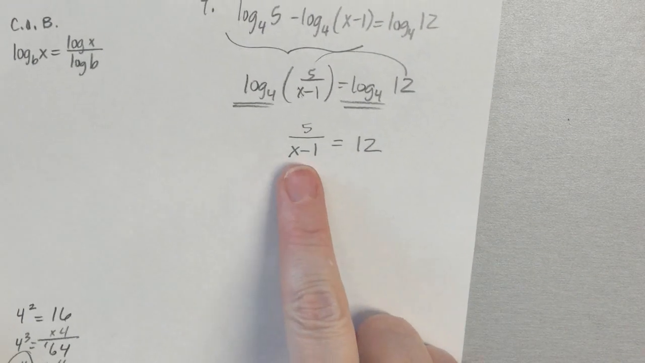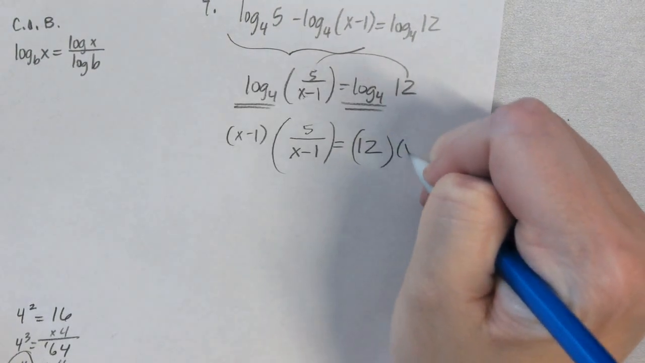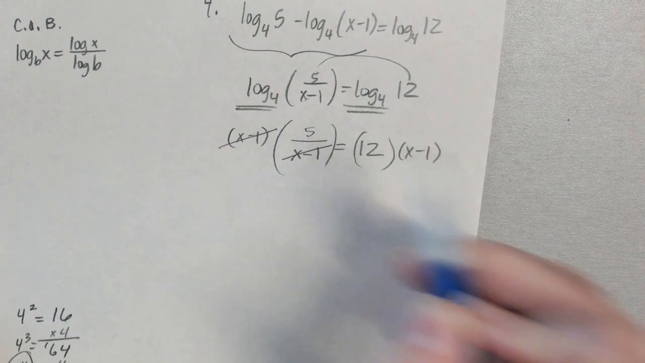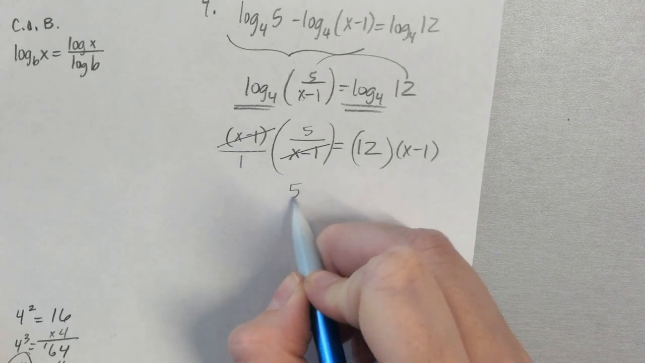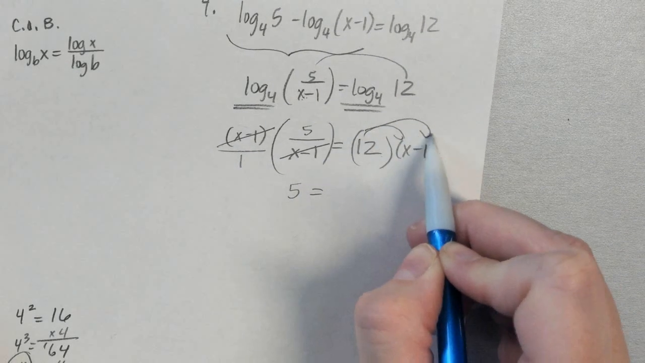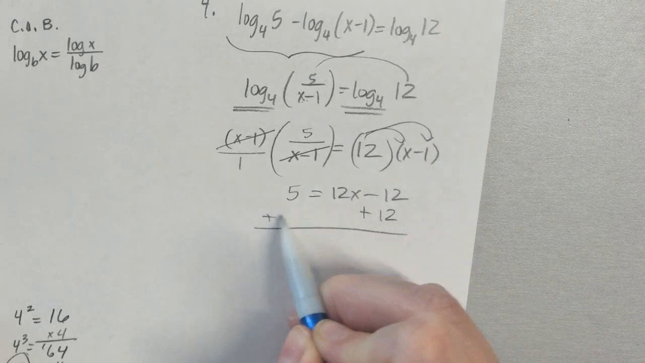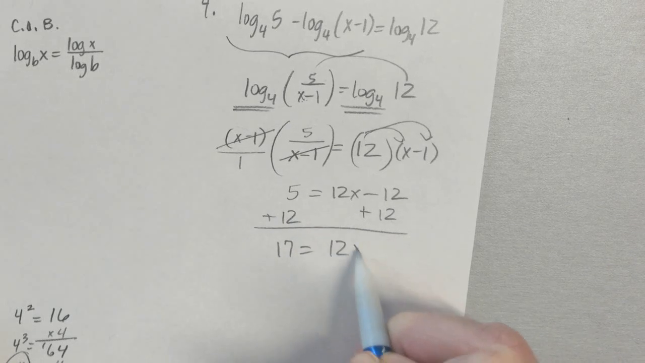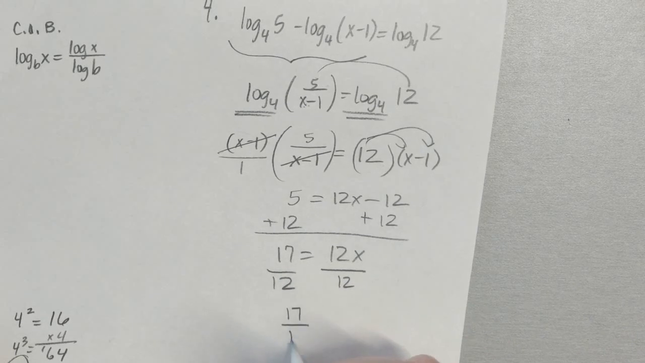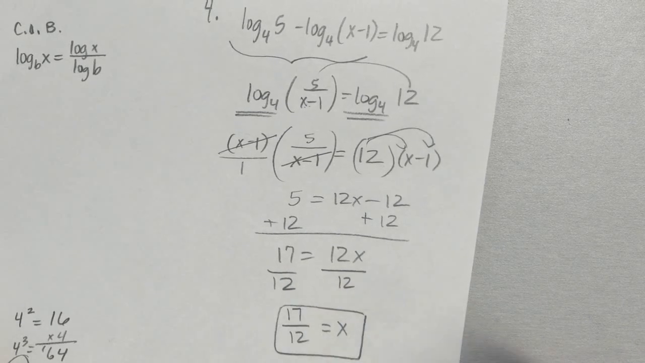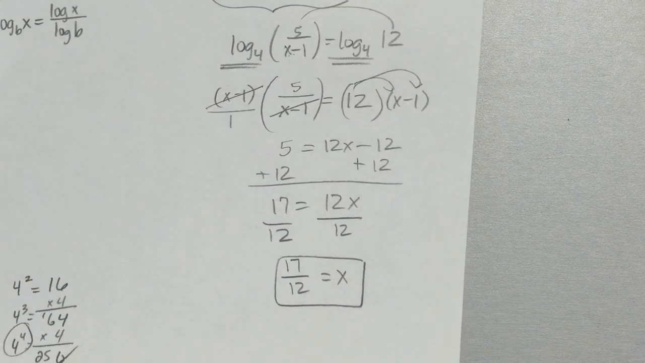And then if you have x in the denominator, just multiply both sides by the denominator because this will undo each other, right? It's like it's over 1, so those will cancel. And you'll have 5 equals, don't forget to distribute, 12x minus 12. Get all your numbers on one side. Get all your variables on the other. And then you end up with 17 over 12. And again, if you just have 1, then you don't have to plug it in and check it.